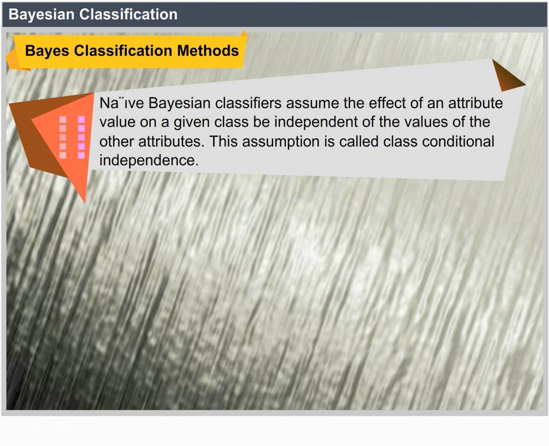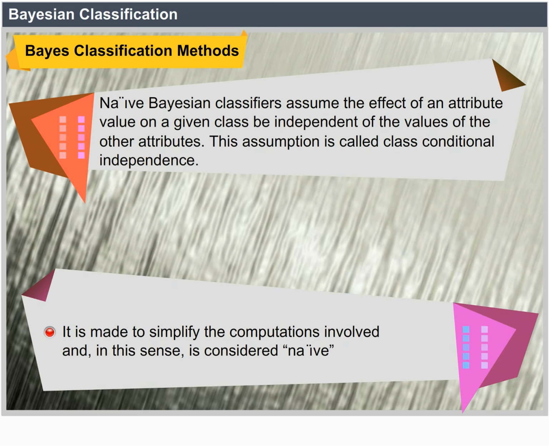Naive Bayesian classifiers assume that the effect of an attribute value on a given class is independent of the values of the other attributes. This assumption is called class conditional independence. It is made to simplify the computations involved, and in this sense, it is considered naive.